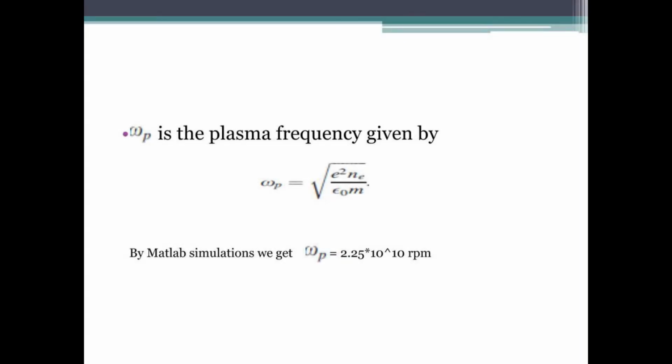The frequency of the plasma is given by ω_p = √(e²N_e/(ε₀m)). And by MATLAB simulations, we obtained ω_p equal to 2.25 × 10^10 rpm.